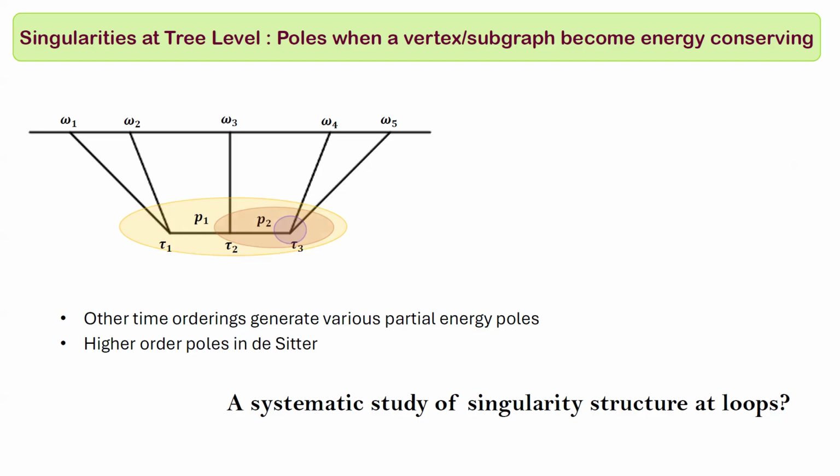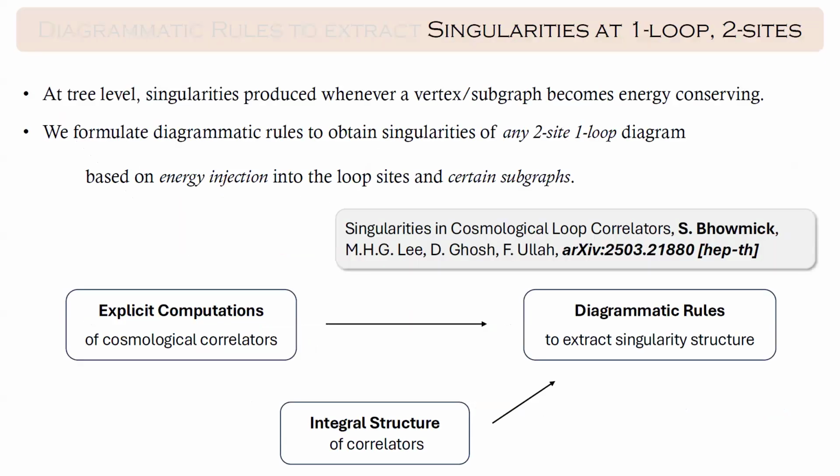So what we propose over here is we study the integral structure of correlators, and that has allowed us to formulate diagrammatic rules to extract all singularities that will be produced at a one loop diagram with up to two sides. And I'll tell you what sides are. Using these rules, all you have to do is identify certain subgraphs and the energy entering these subgraphs, and you can immediately write down the poles and logarithms produced from this diagram.